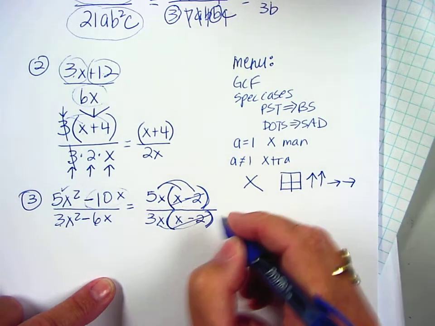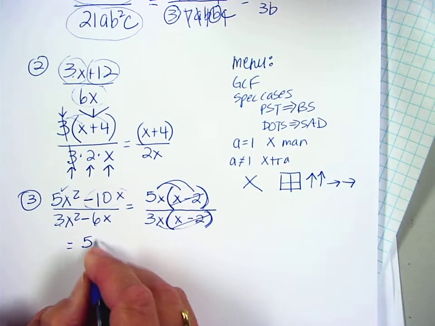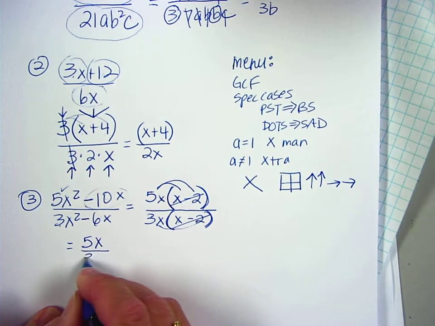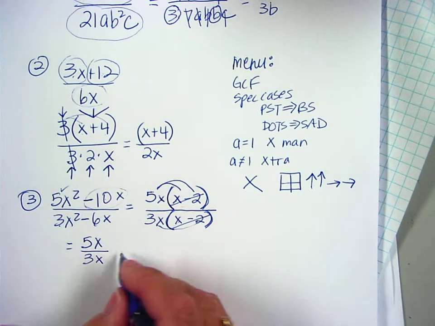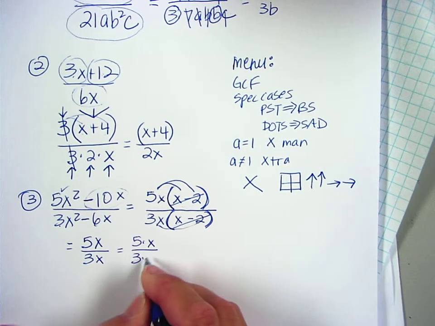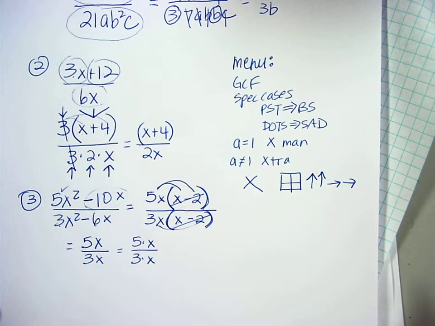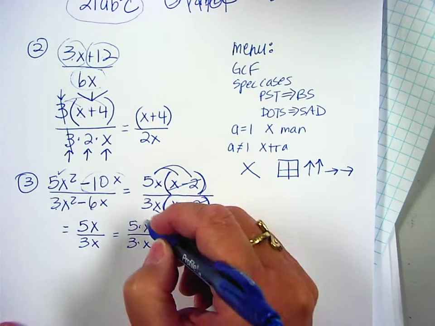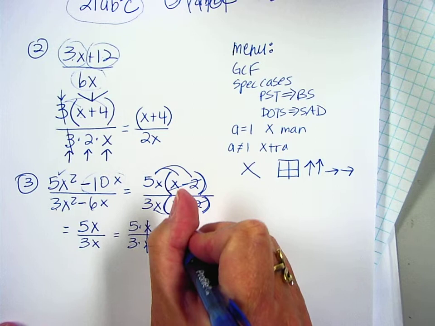But check this out. Now what I'm left with is a monomial in my numerator and a monomial in my denominator. Well, monomials can just be, as we say, busted apart or sliced and diced. And when I do that, I can cancel out my x's and I'm left with 5/3.